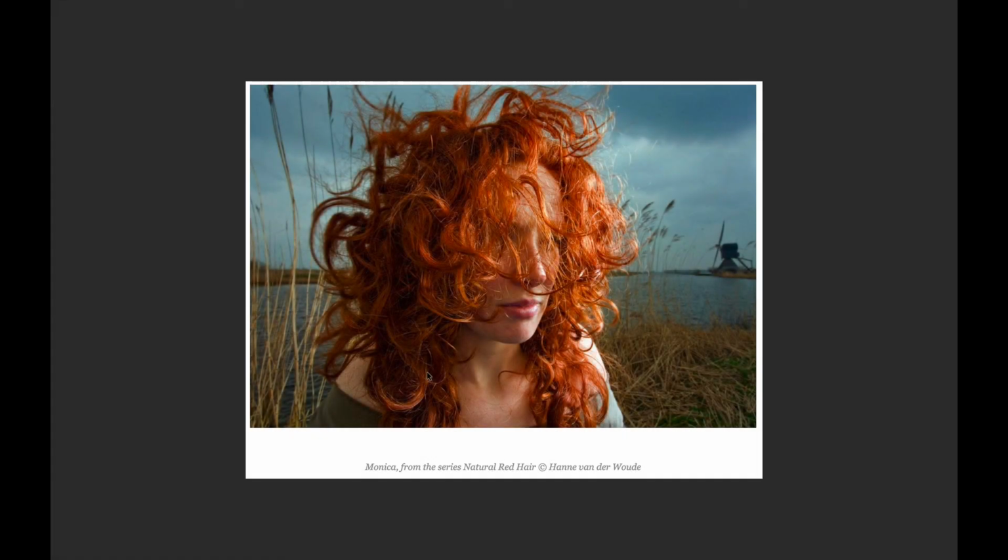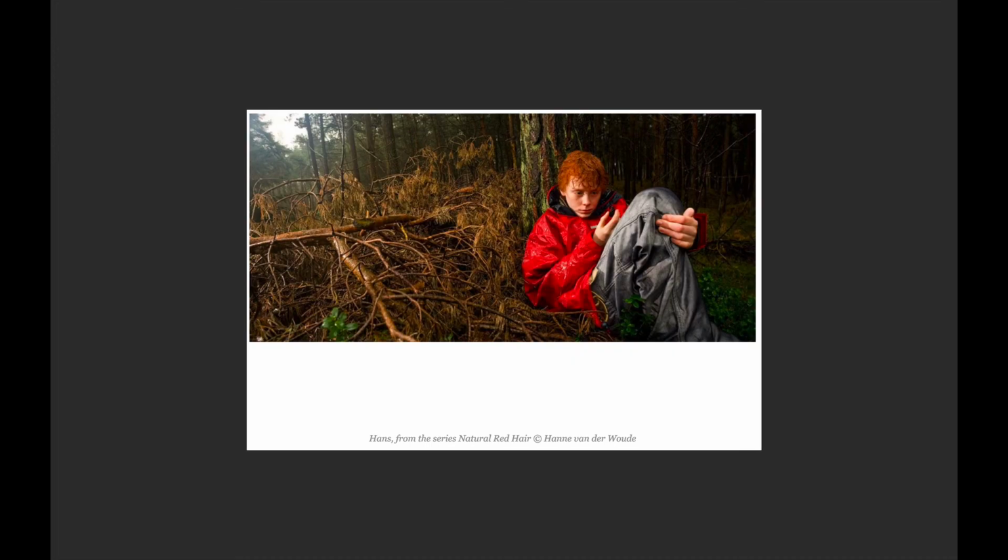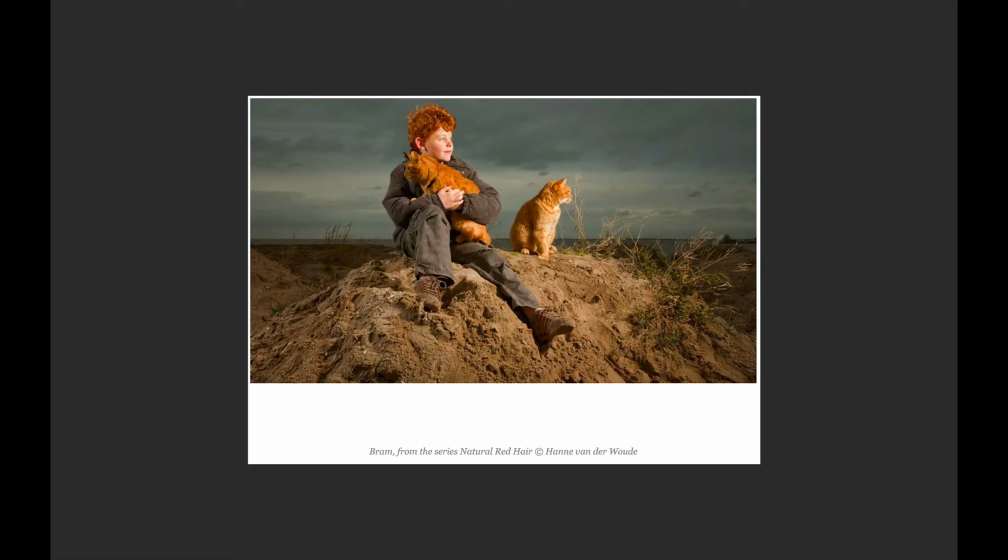This is Hannah van der Vood. I'm sure I butchered that. Anyways, these are all redheads from the Natural Red Hair series. Beautiful photographs. Beautiful compositions. Notice not everyone is centered. Not everyone is looking at the camera. The color is spectacular, popping out. The reds. The relationships.